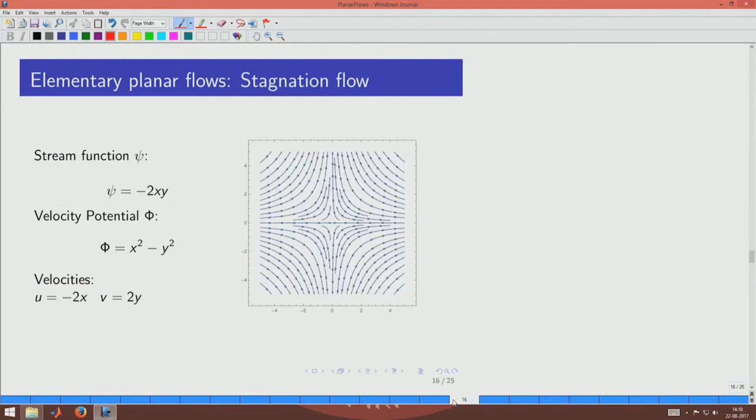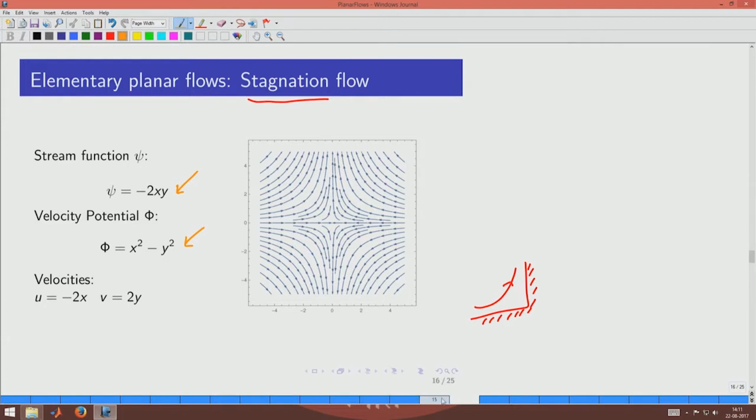The stagnation flow is something that we have discussed earlier, namely flow near a corner. If you have a corner, how the flow looks near the corner is described by a type of flow called a stagnation flow. The stagnation flow has the phi function given here, and you can also see the stream function and the velocity potential given here. When you plot the contours, you could already make out, with 2xy, that these must be hyperbolae, so the stagnation flow will give you hyperbolae.